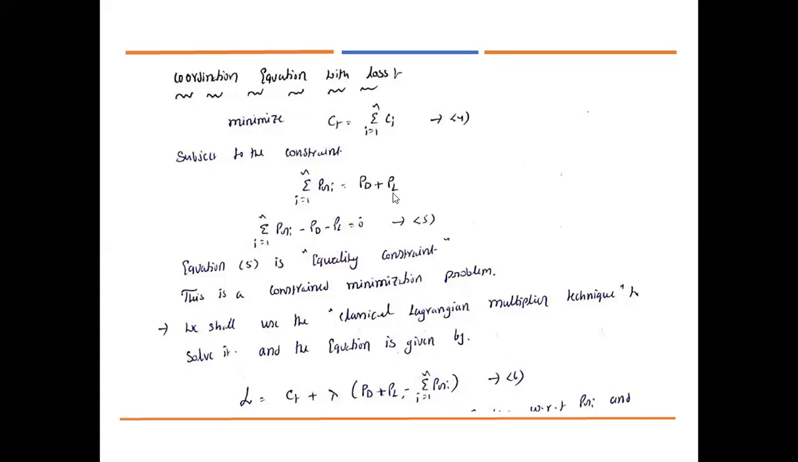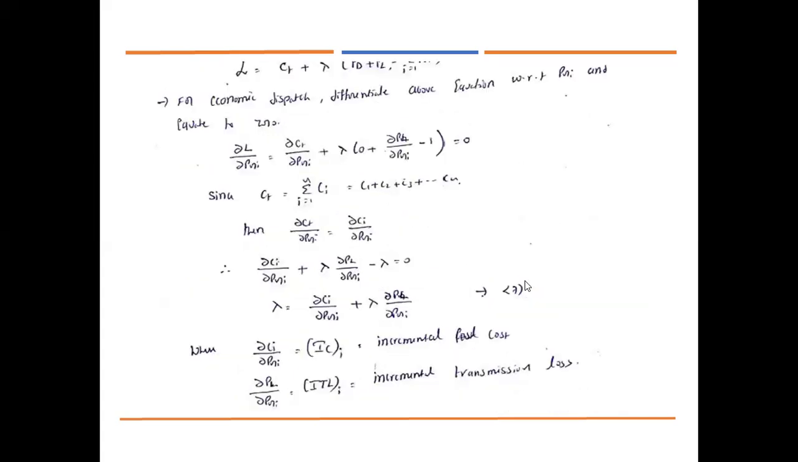This problem can be solved by using the Lagrangian multiplier technique. For that, we need to write the above equation as L equals Ct plus lambda into Pd plus PL minus summation i equal to 1 to n Pgi. This is equation number 6. To get the value of lambda, we need to differentiate the above equation with respect to Pgi and equate it to 0. Then we get dou L by dou Pgi equals dou Ct by dou Pgi plus lambda into 0 plus dou PL by dou Pgi minus 1 equals 0.